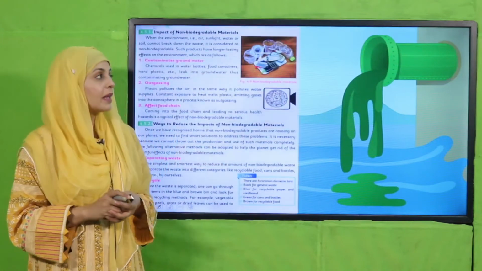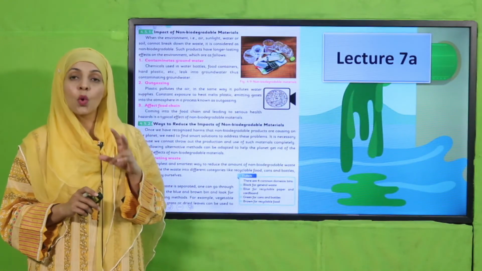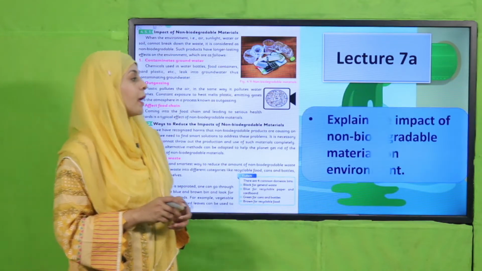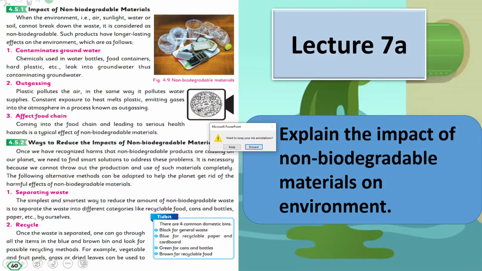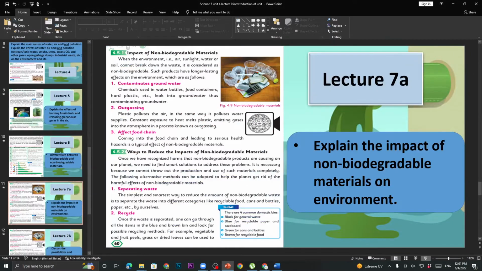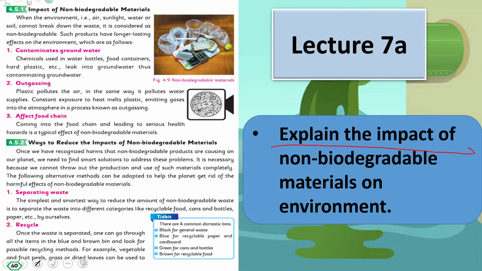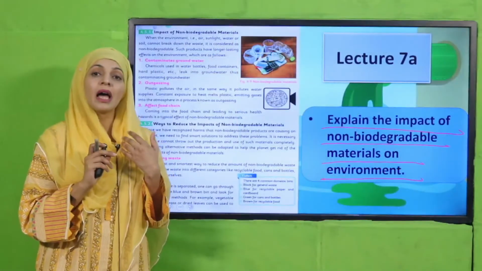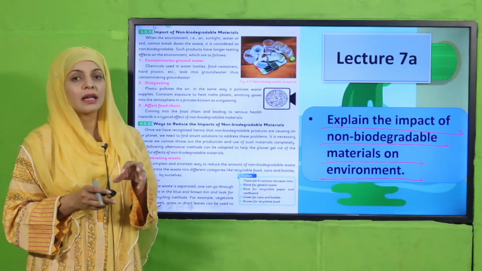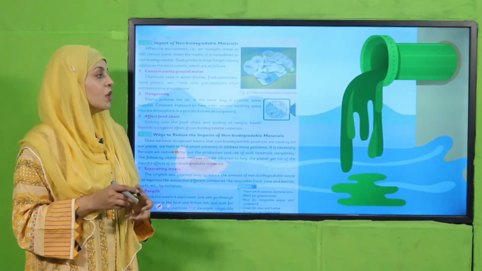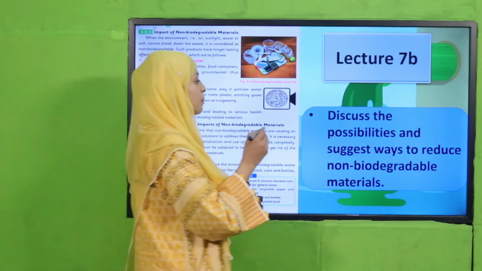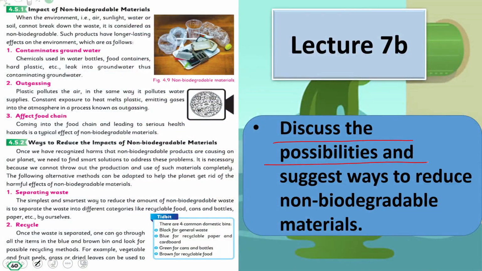Then we will study lecture number 7, and that is lecture 7A, which means it has two parts. In part A, students will be able to explain the impact of non-biodegradable materials on environment. We will discuss that impact in lecture 7A. Then in lecture 7B, students will be able to discuss the possibilities and suggest ways to reduce non-biodegradable materials.